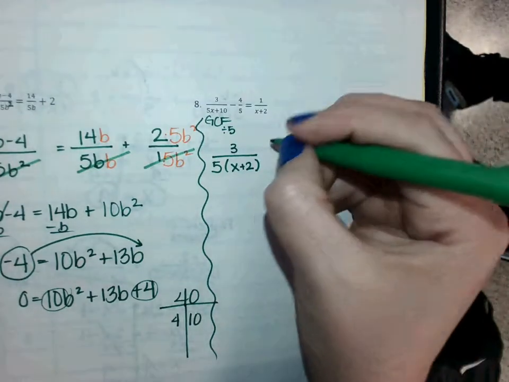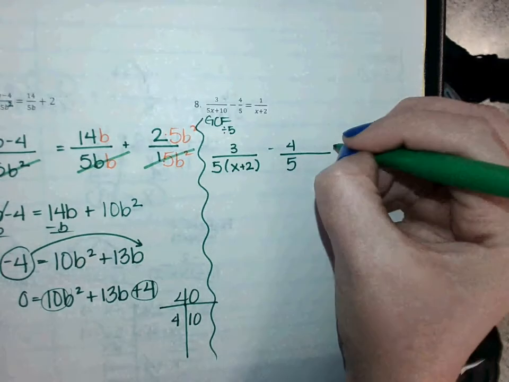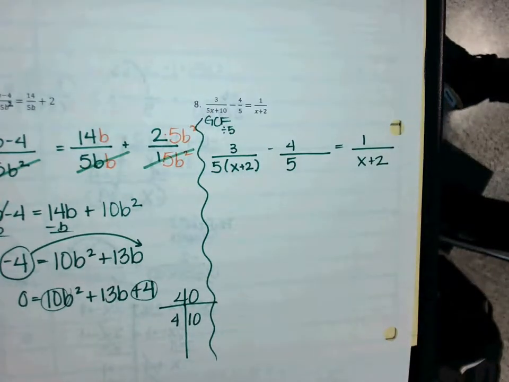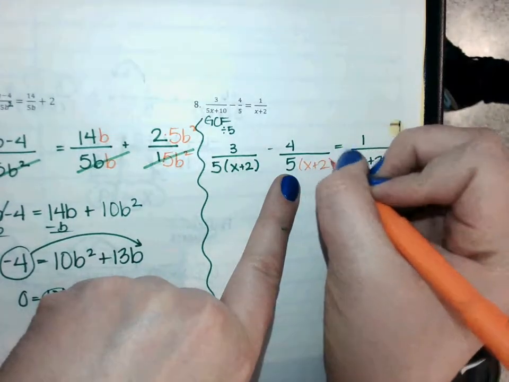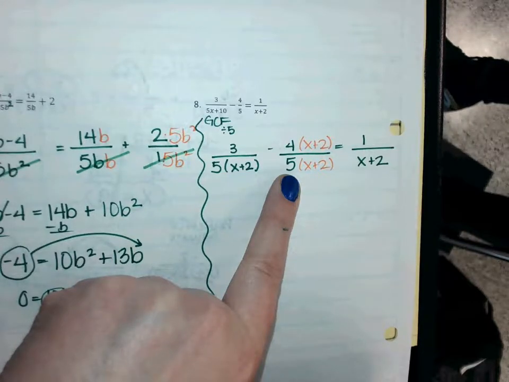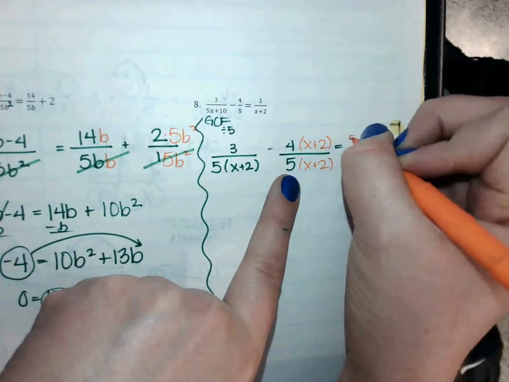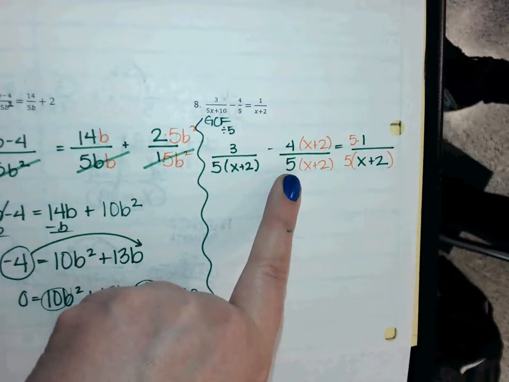Okay, then from here, I have minus, leave a little bit of space. 4 over 5. And then equals, leave a little bit of space. 1 over x plus 2. And then remember, whatever each fraction is missing, you put it on top and on bottom so they match. So what does the 4 fraction need? Needs an x plus 2. If I'm going to put it on bottom, I have to also put it on top. Then for my last fraction, what does that one need? 5. So I'm going to put the 5 here in the front, here in the front. And then remember, that's a 5 times 1. You're not adding, you're multiplying.